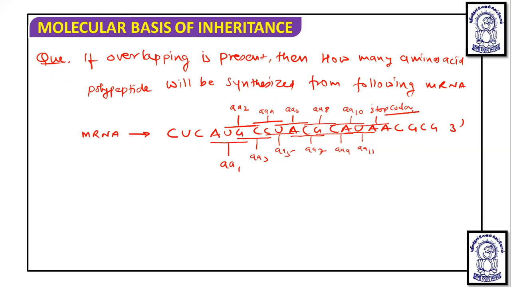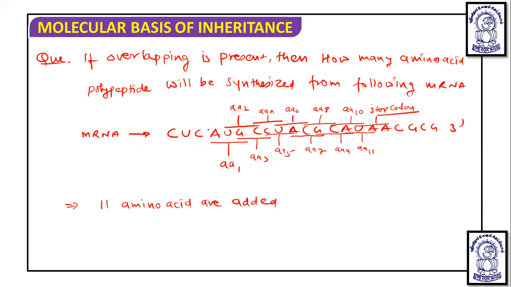So it will be terminated here. Till now, how many amino acids are added? If your overlapping is present, 11 amino acids are added. Now how these 11 amino acids are getting added, that we have understood.